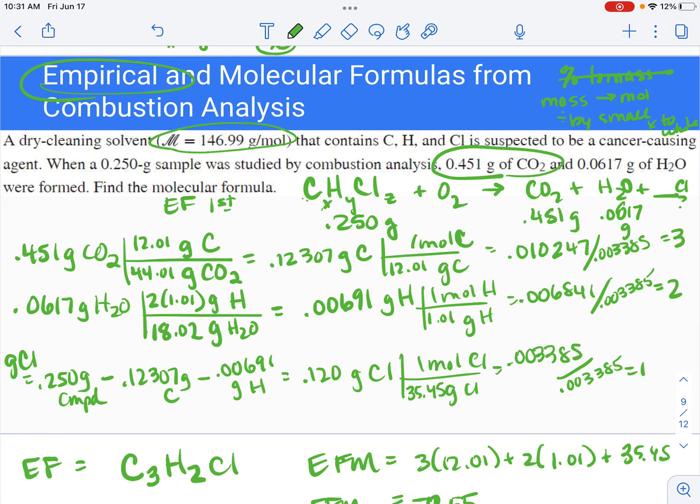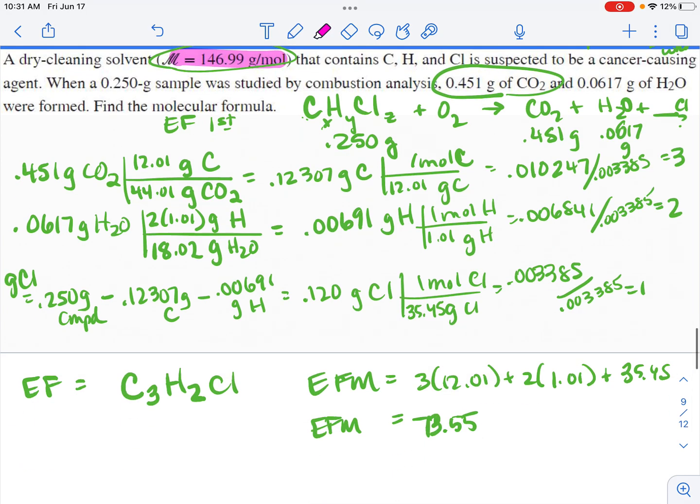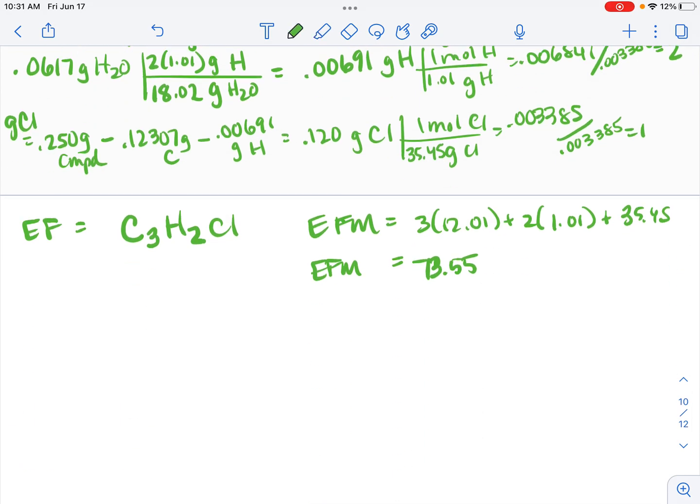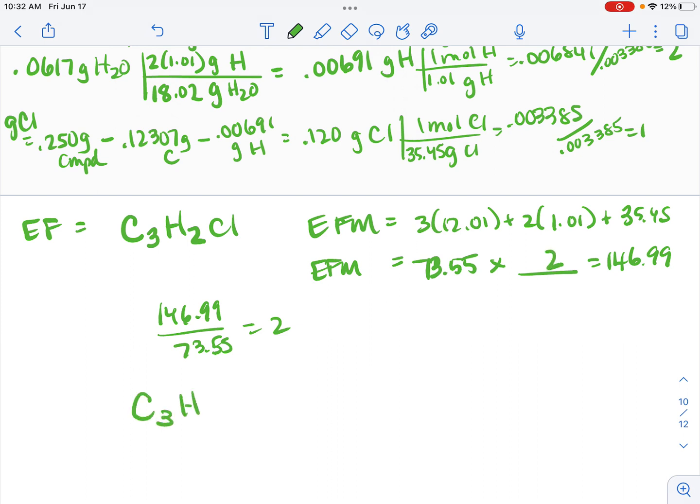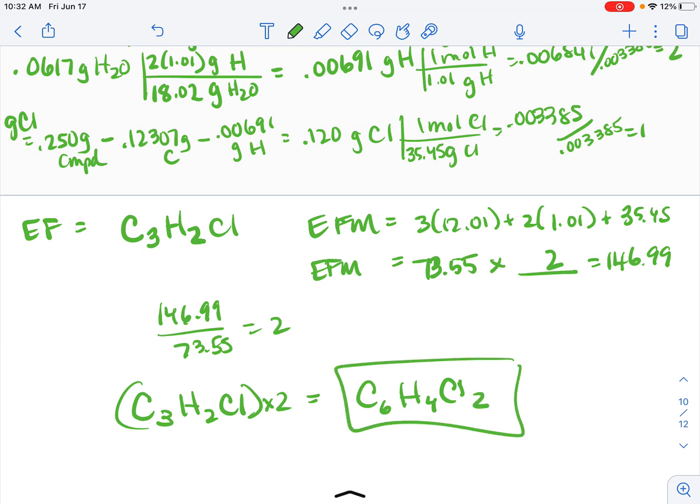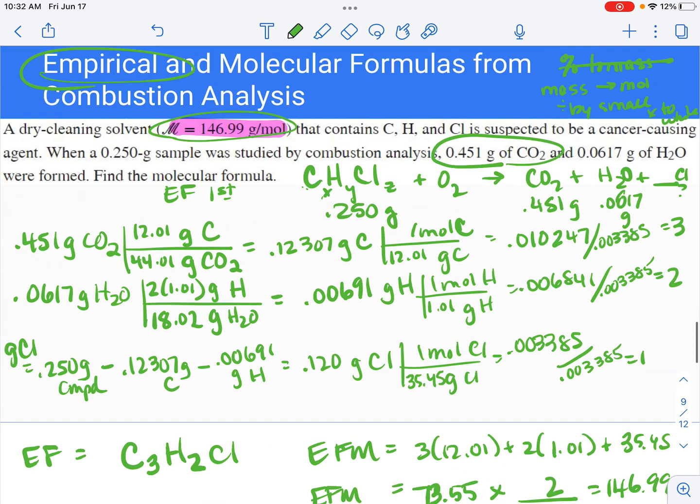And I needed to match 146.99, which is what I was given as the molecular formula mass. So times what equals 146.99, or you can do 146.99 divided by 73.55 equals 2. So I'm going to do C3H2Cl times 2, which gives me C6H4Cl2 as the molecular formula.